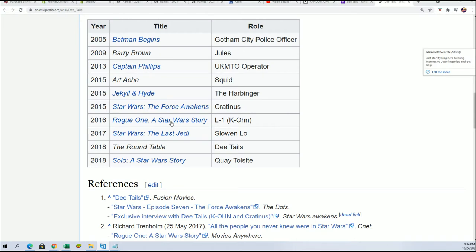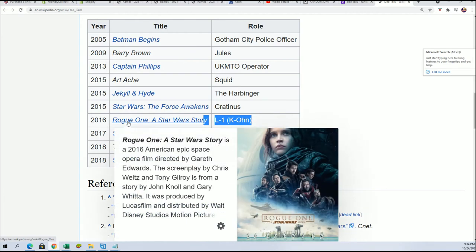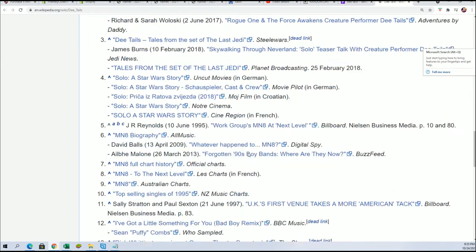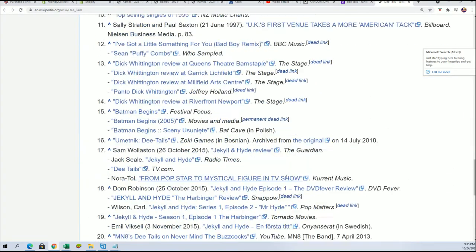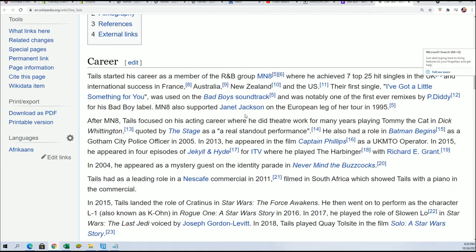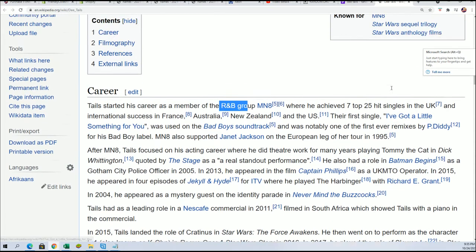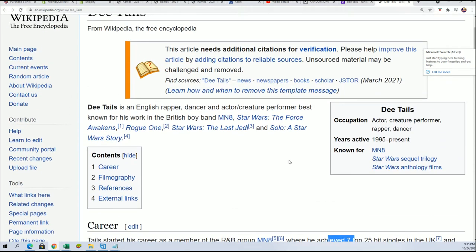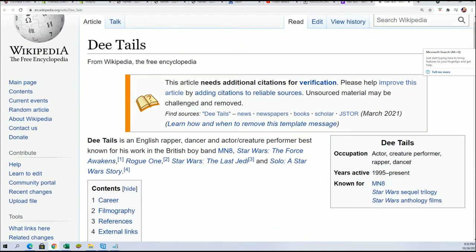Batman Begins, Gotham City Police Officer, Rogue One. There he is right there, Rogue One. A great movie. He was also in Star Wars: The Last Jedi. He's done some voice acting for a lot of the Star Wars characters, several Star Wars characters, as a matter of fact. Not the person I was thinking of originally, but still a very interesting person with the R&B, logging in some hits in the UK, France, Australia, New Zealand, and stuff. So that's pretty cool.